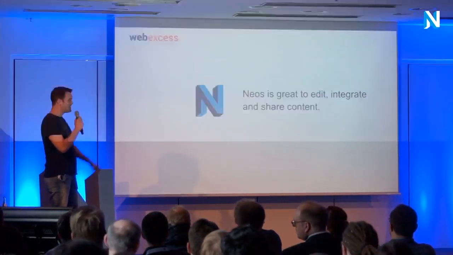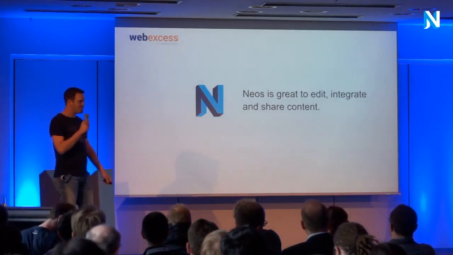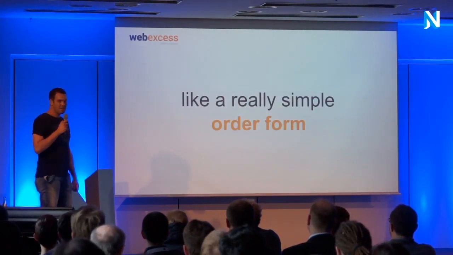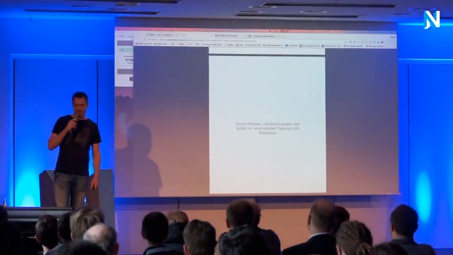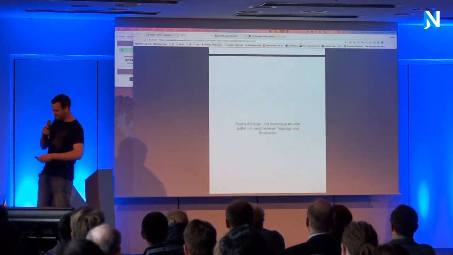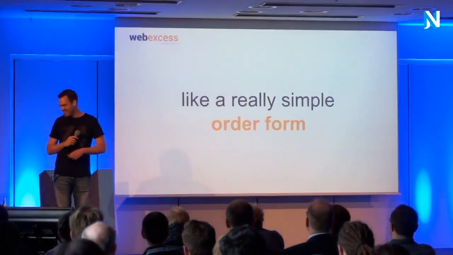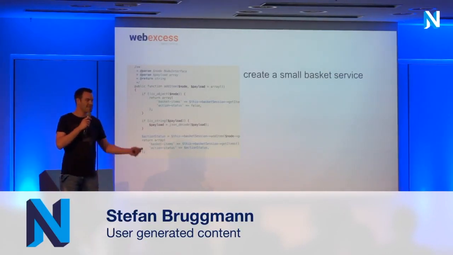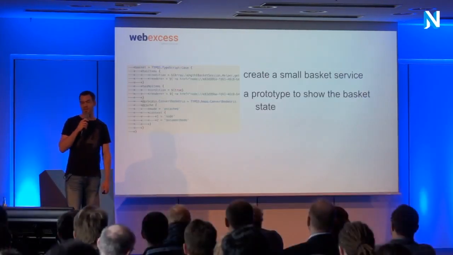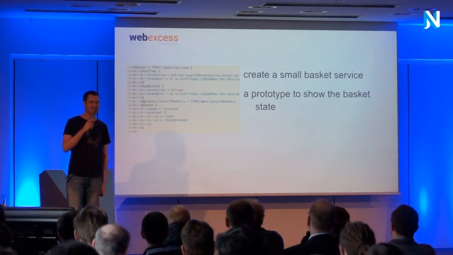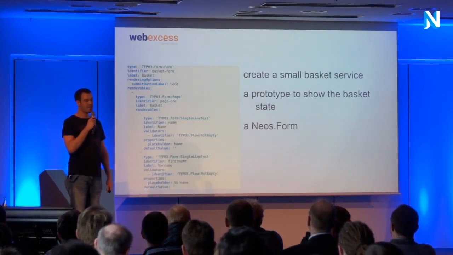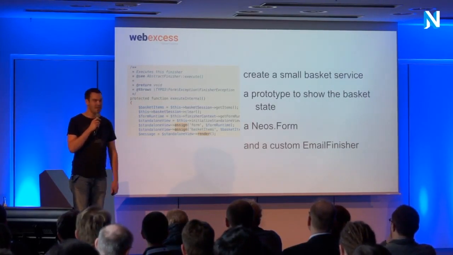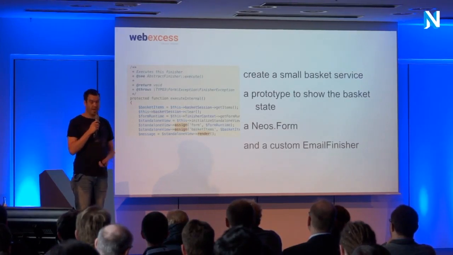Well, NEOS is really great to edit, integrate content, and of course share content with APIs and all that. But what about user-generated content, like campaigns or even a simple order form, a really simple order form? How did we do this? Let's create a small basket service where we handle the session and give a helper to Fusion. Add a prototype that shows the basket's data on the website and uncache it. And add a simple NEOS form. Of course, with a custom email finisher, we can fetch the content of the basket and add it to the email. Really simple and works.